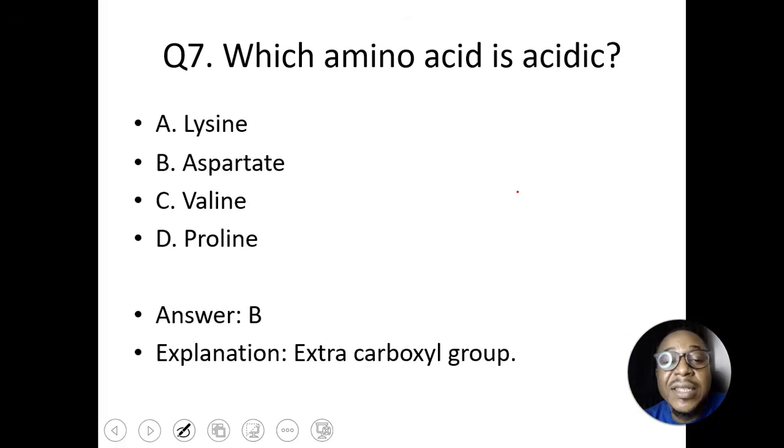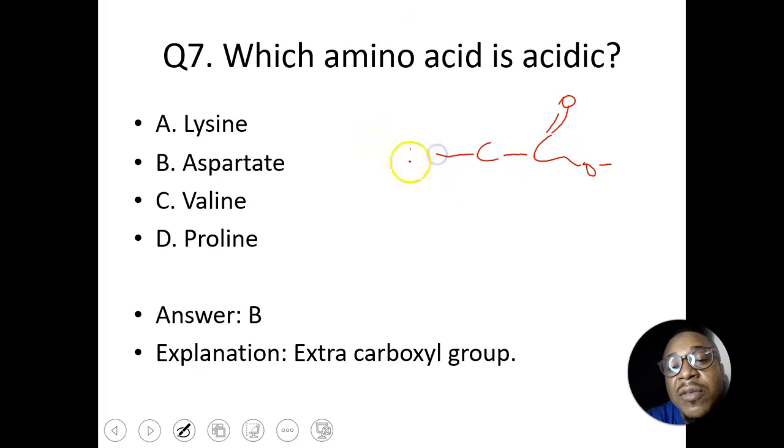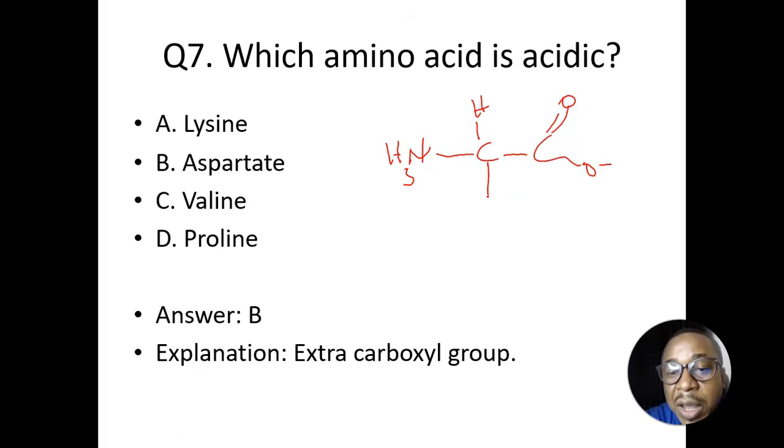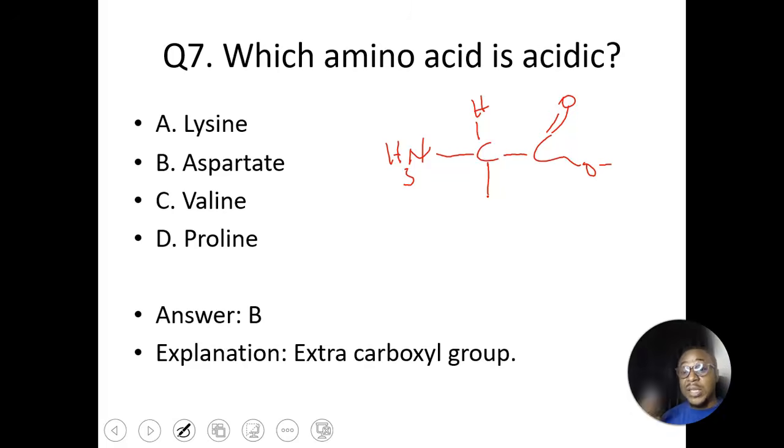Which amino acid is acidic? When we say an amino acid is acidic, it means that the amino acid has a functional group on the R side chain that is acidic. So we have the COO minus, we have the C, we have the NH3, and we have the hydrogen. So this is the core functional group in amino acid. So the R group will now determine if the amino acid is neutral, if it is acidic, if it is basic. So if it has on the R side chain maybe a carboxyl functional group, we say the amino acid will be acidic.